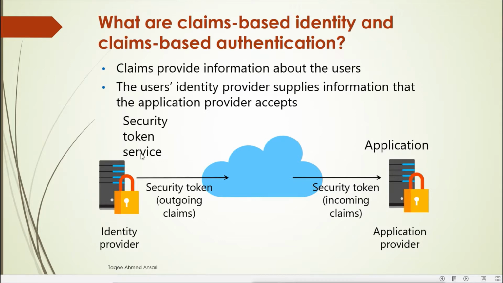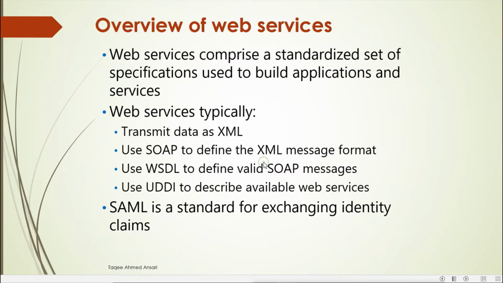So, security token services. Here the identity provider provides the identity, that means it authenticates the user and authorizes the user, and then the security token will go to the application server, and the application provider will, based on the authentication or identity of the user, provide the application. So the identity provider is our federation server which will identify the users.